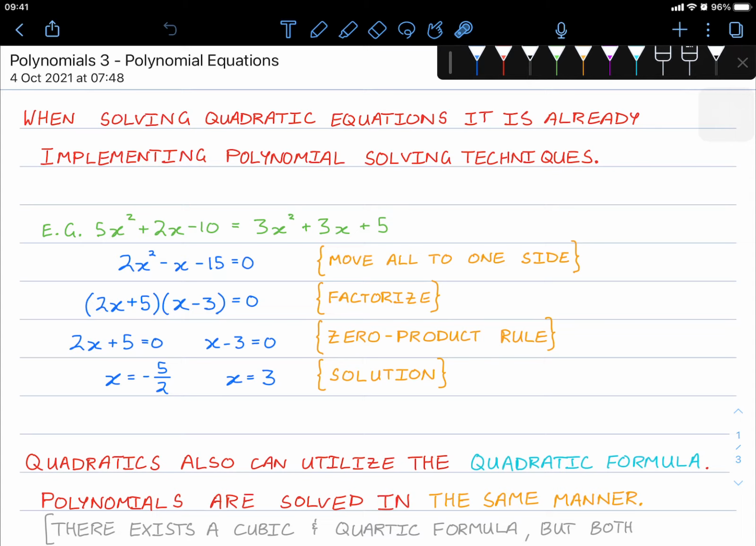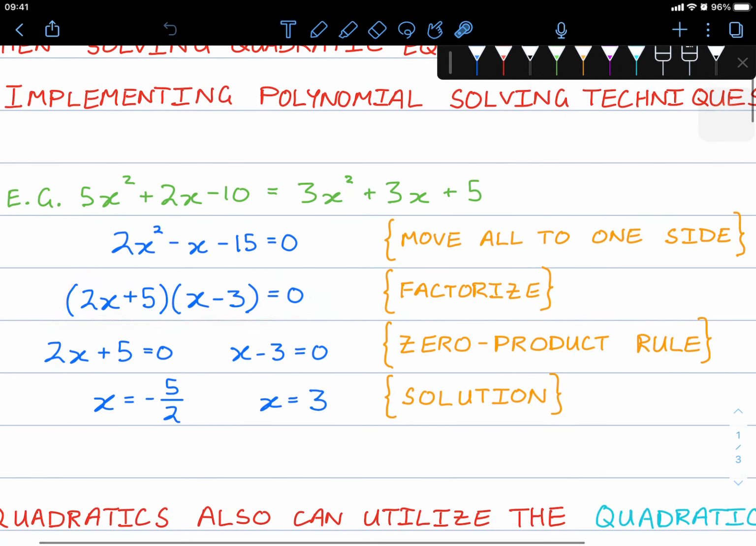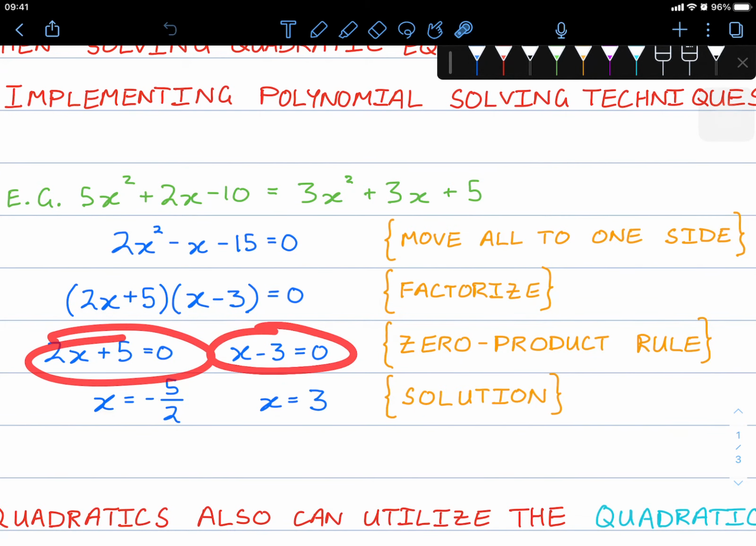When solving quadratic equations, it is already implementing polynomial solving techniques. So if we were given this equation here, what we would normally do is move all the terms to one side and we would get this. From here we would factorize. And then using the zero product rule, we would let each factor equal 0. So 2x plus 5 equals 0, x minus 3 is equal to 0, and solving each as a linear equation.